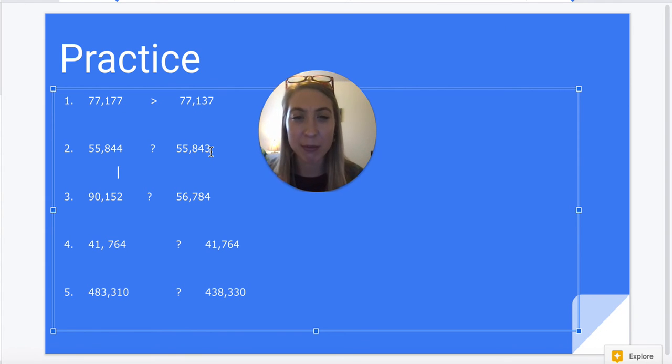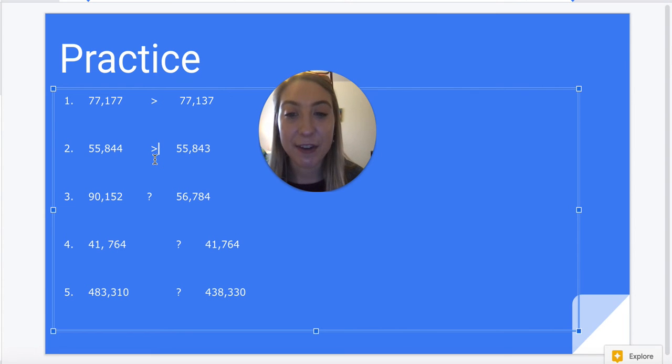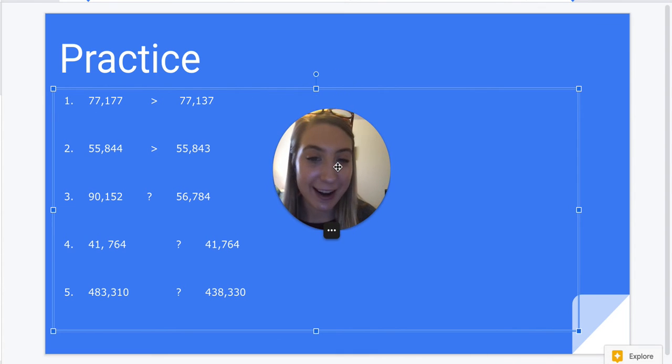So now which number is bigger? The 4 is bigger, which means this number is greater than this number. So we'd read that as, and I'm using my greater than symbol, which means my mouth is open to the bigger number, 55,844 is greater than 55,843. So now let's go over another number.